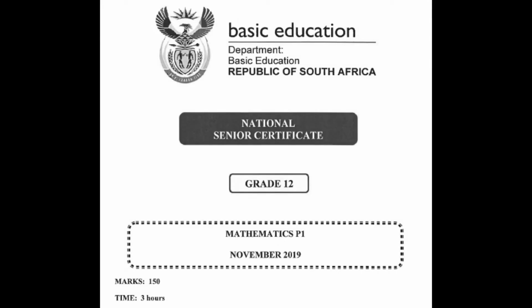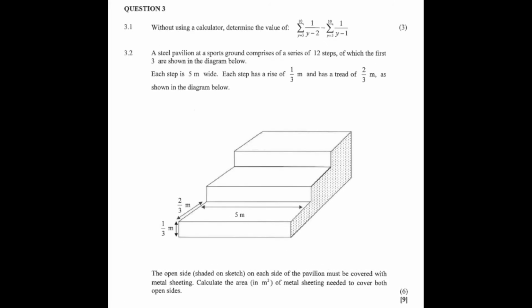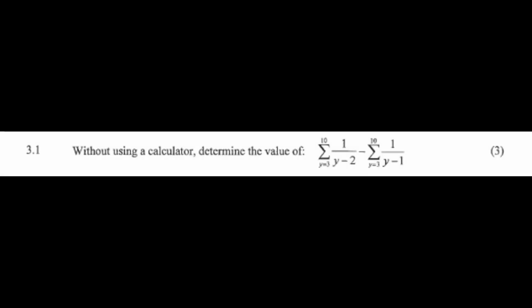In today's video we will be tackling the third question in November 2019's paper 1. Without any further ado, let us get into the math. So question 3.1 says, without using a calculator, determine the value of the sum of 1 over y minus 2 from 3 to 10 minus the sum of 1 over y minus 1 from 3 to 10.